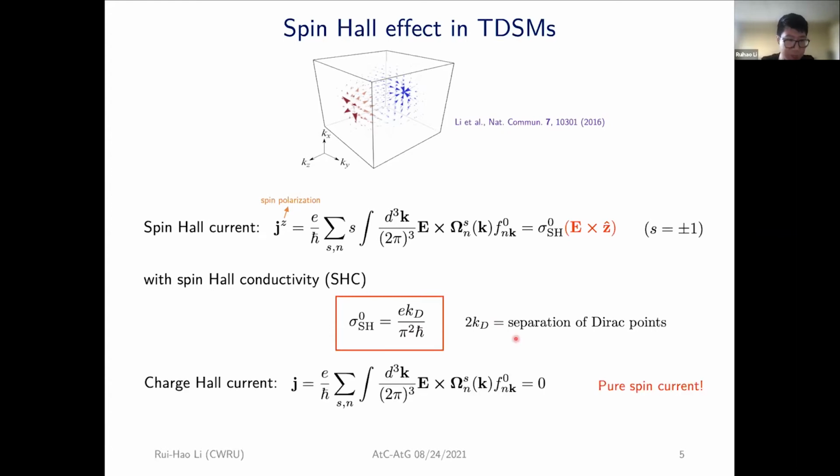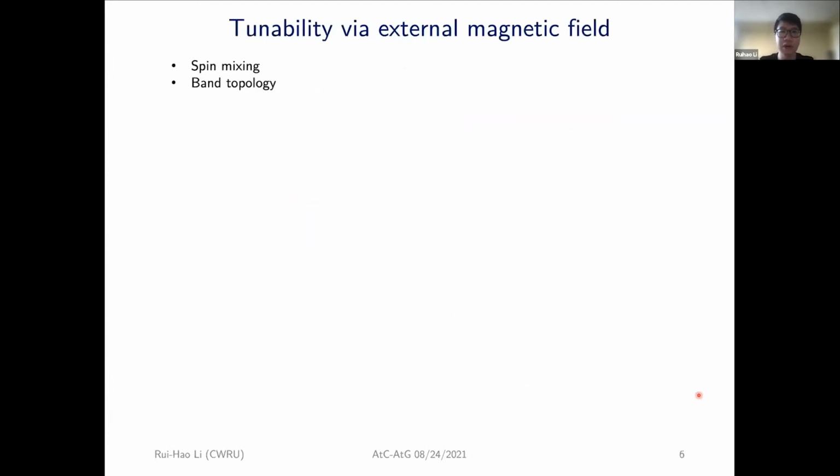Likewise, you can also write down the charge Hall current, and in this case, it vanishes because it turns out that the total Berry curvature in a Dirac semimetal is 0 due to the presence of both the time reversal and inversion symmetries. So in this case, there's a pure spin current in the Dirac semimetal. Now I want to turn on the external magnetic field, and briefly discuss the tunability of the spin Hall and charge Hall responses. This tunability really comes from two factors, spin mixing and band topology, which I'm going to tell you now.